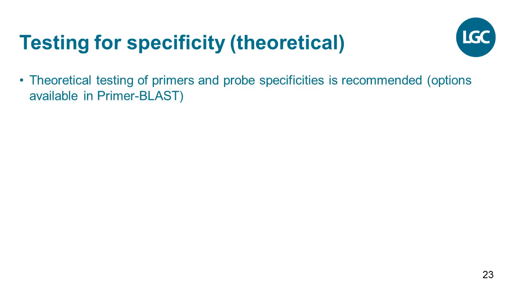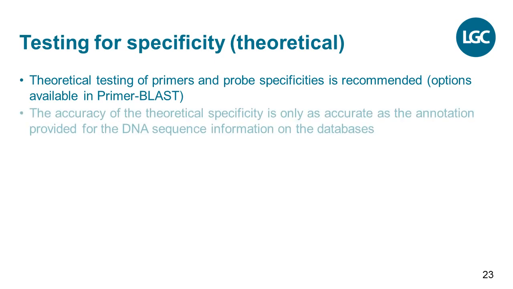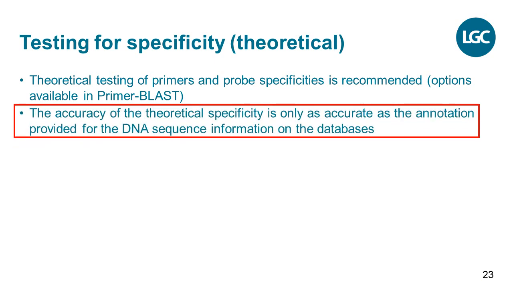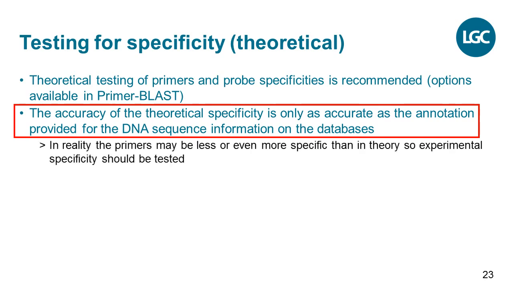Evaluating primers and probe for potential cross-reactivity with non-target organisms is recommended. These types of evaluation screen for similarities between the design sequences and entries contained in pre-designated DNA sequence databases, e.g. GenBank. As such, the level of determined specificity is only as accurate as the sequence annotation available, and in practice, experimental evaluation of the designed assays should be carried out using appropriate reference materials.